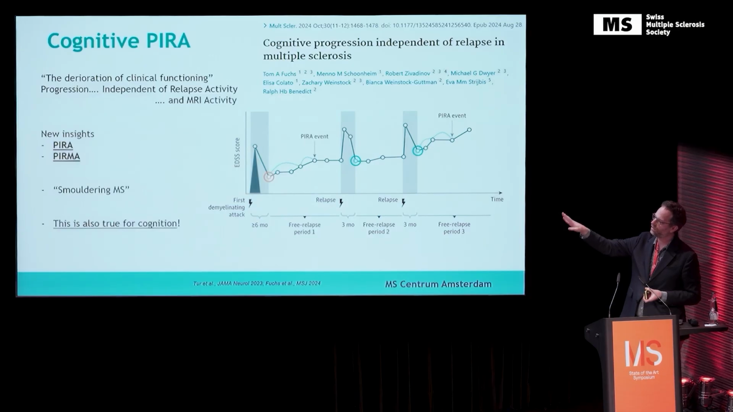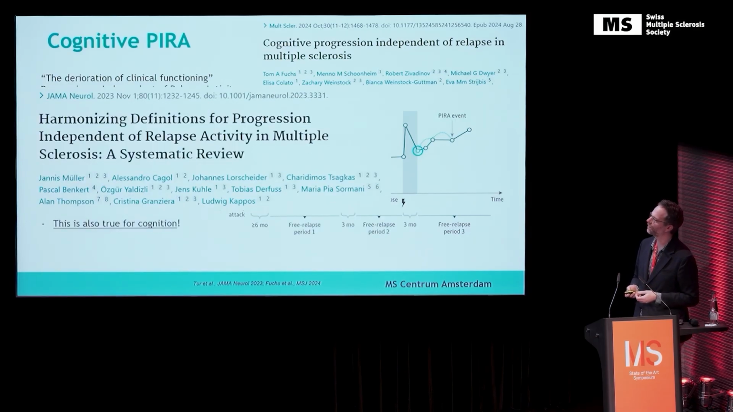What we don't know yet in enough detail, I would say, is what the differences are between PIRA and PIR-MA. PIR-MA is if there's also no MRI activity. Everything points towards the idea that a lot of the clinical decline is independent of the formation of new lesions, that it does impact it to some extent, but some patients really decline without MRI activity.